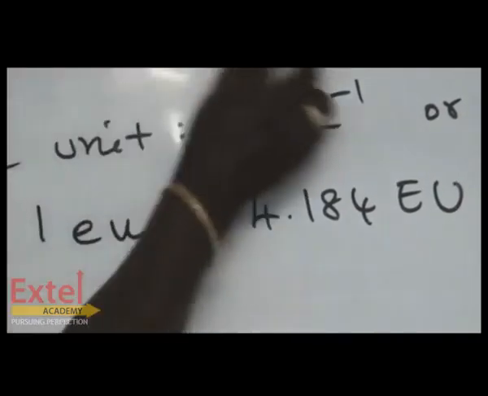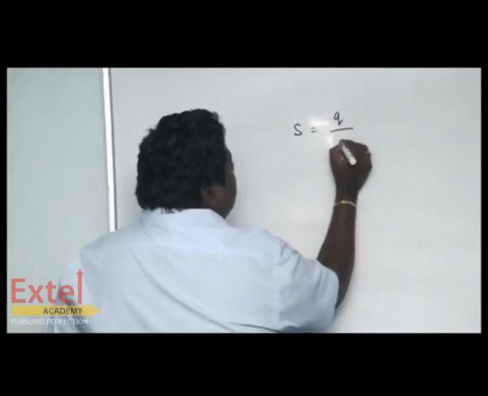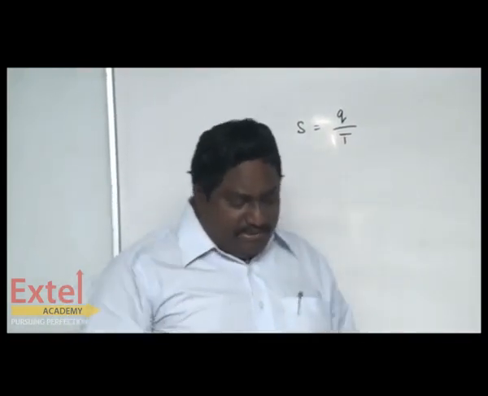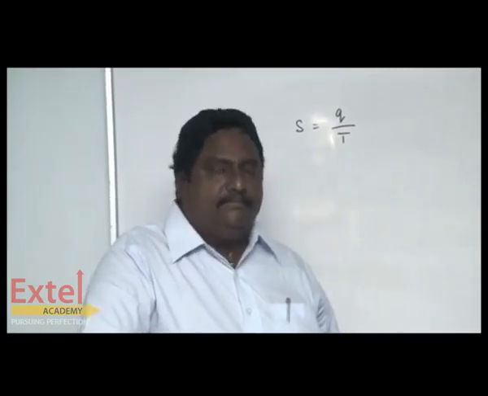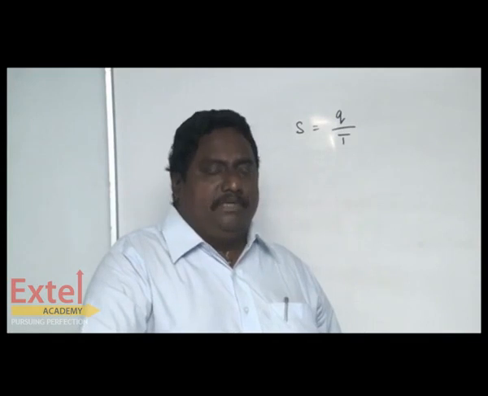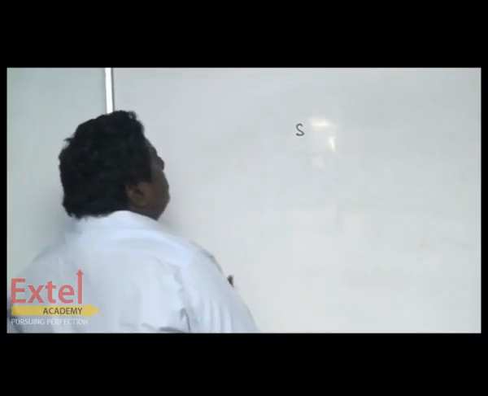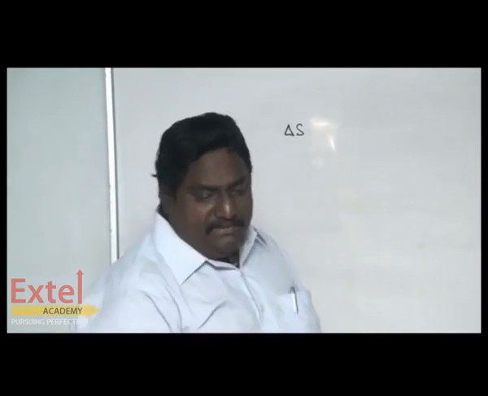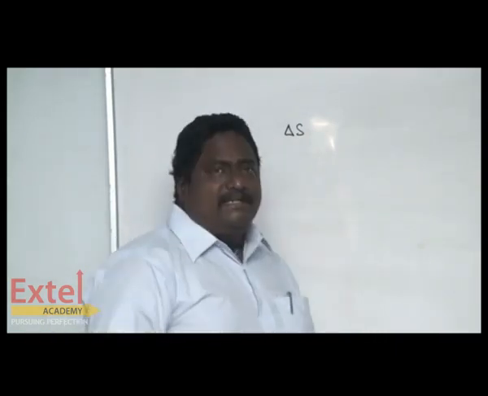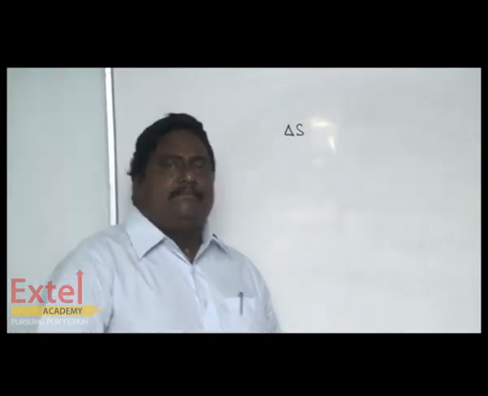As I have told you, entropy has been represented by S. S can be written as Q by T, where Q is the heat energy and T is the temperature. This is the formula for entropy. I have told you that delta S is called entropy change. In front of any variable, if you put delta, it indicates that it's a change, change occurs over this delta S.